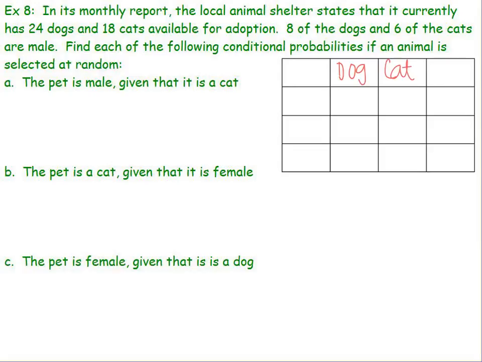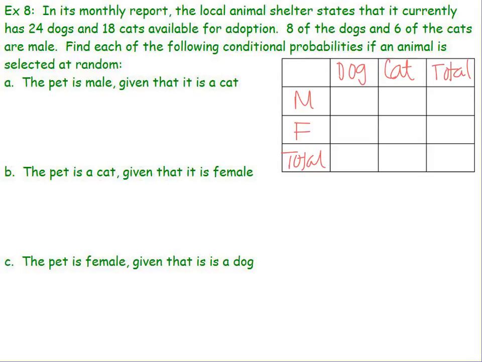And those dogs are either going to be male or female, as are the cats. And so these last columns and last row are going to be your totals. So what do we know? Well, let's look at the first sentence.